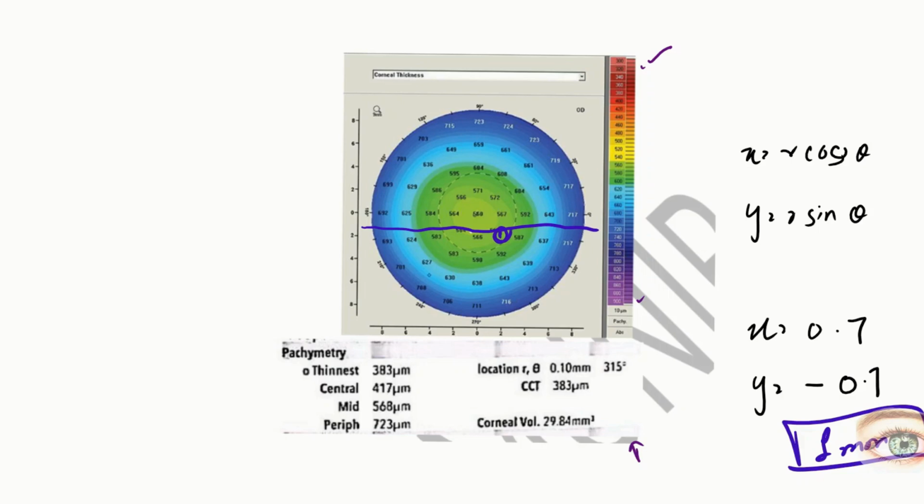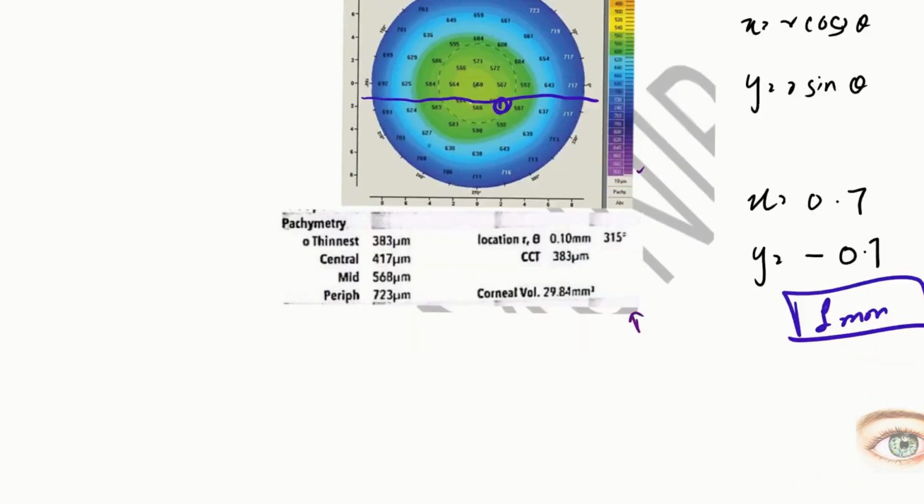This is how you are going to read the corneal pachymetry map. You first have to see the color coding, then the thickness point, then locate where the thickness point is, and of course look for other parameters. Now, coming to the curvature maps.